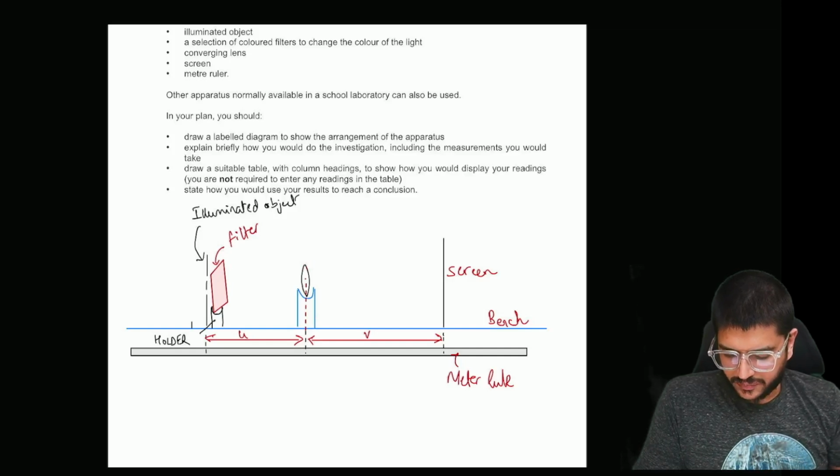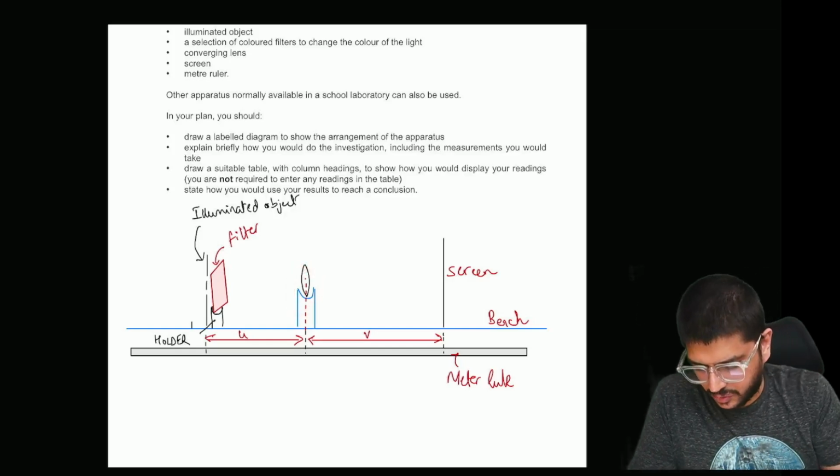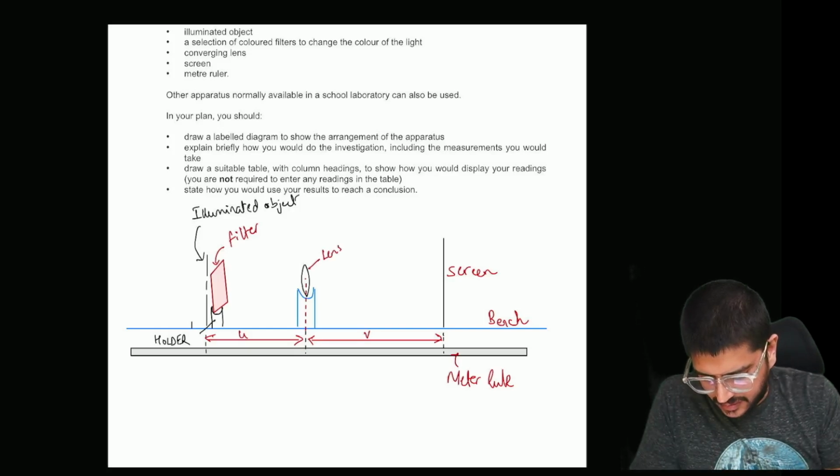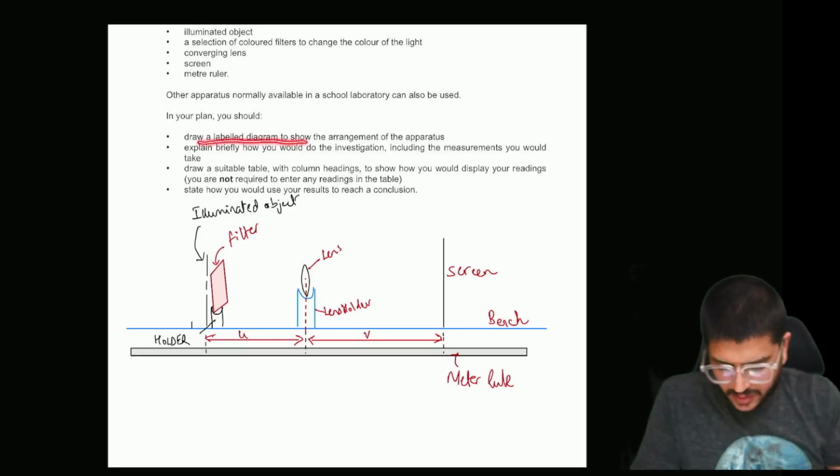Lens holder. I should have labeled lens and lens holder. I'll do that right now. The lens. This is the lens holder. And this is the screen. Now, draw a labeled diagram. Done.